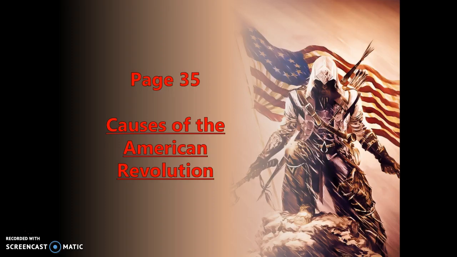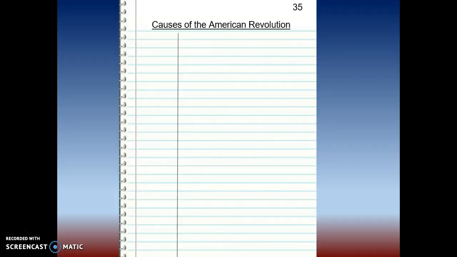Okay, so turn to page 35 in your spiral notebook, and please title this Causes of the American Revolution. I would like for you to draw a line. You can measure from this margin, the red margin in your notebook, about 2 fingers over, and draw a vertical line. This is page 35, and call this Causes of the American Revolution. You should be on the right-hand side of your notebook with your spiral wires to the left.